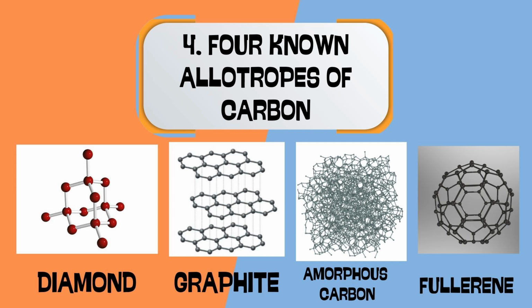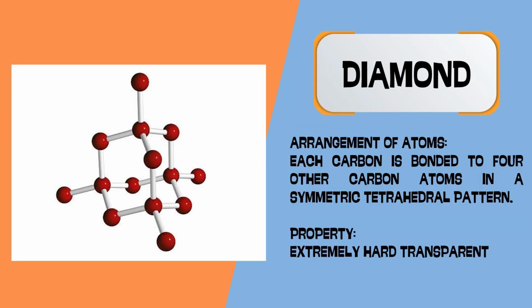But first, let's have the diamond. As said here, it is arranged so that each atom is bonded to 4 other carbon atoms in a symmetrical tetrahedral pattern. When we say tetrahedral pattern, it creates a 3-dimensional lattice structure where each carbon atom shares electrons with 4 neighboring carbon atoms. This forms a very rigid network, and because the bonds are so strong, it requires a lot of energy to break them.